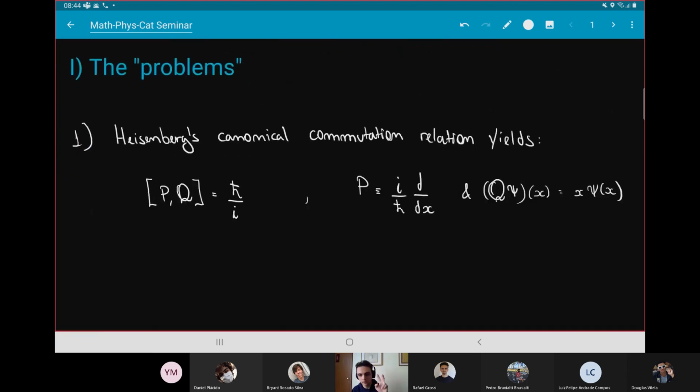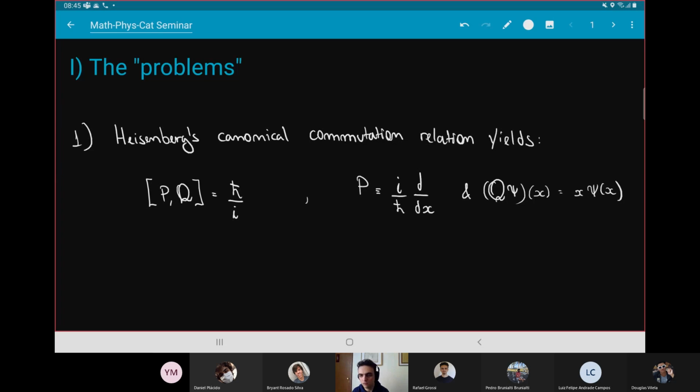So the first problem, again in quotation marks, let's discuss it a little bit. One of the first things that we see in a quantum mechanics course, or maybe a modern physics course, is Heisenberg's canonical commutation relation. What I mean here is that in quantum mechanics, one first learns, if you open up a physics textbook, that your observables are represented by Hermitian operators.